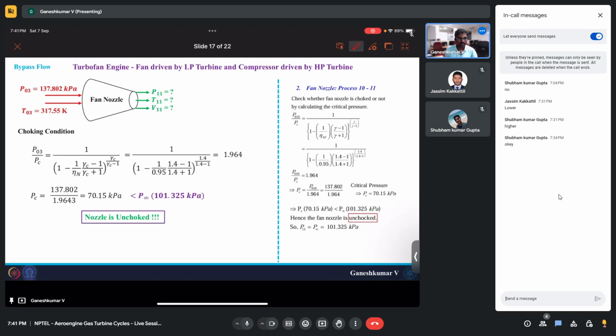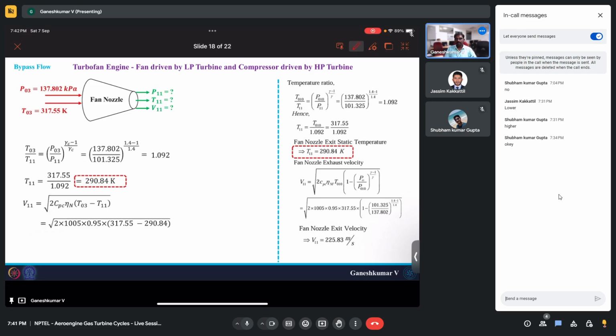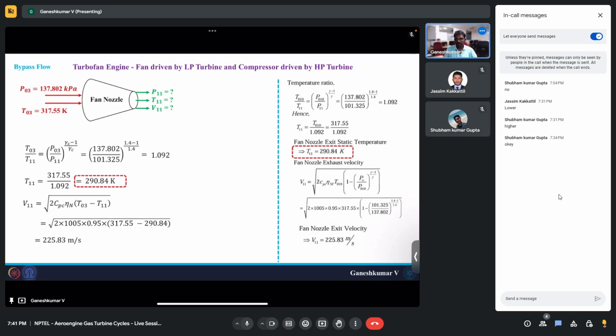It was even in your numericals solved in the lectures. So again your exit pressure would be the same as atmospheric pressure, and you can find the temperature ratios. Again the temperatures and velocity will be the same compared to whatever we solved for the conventional turbofan engine. You can also find the exit velocity of the nozzle.